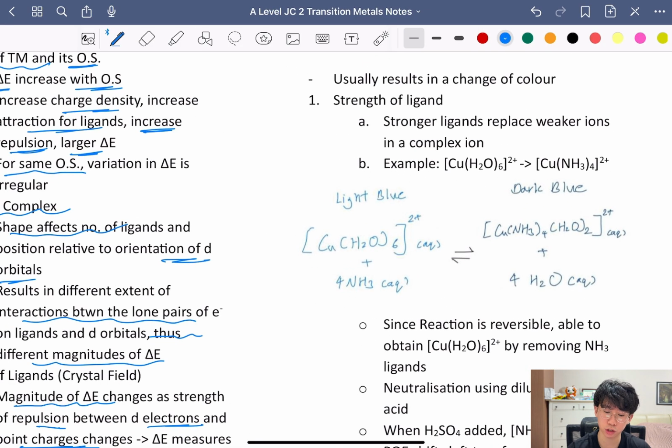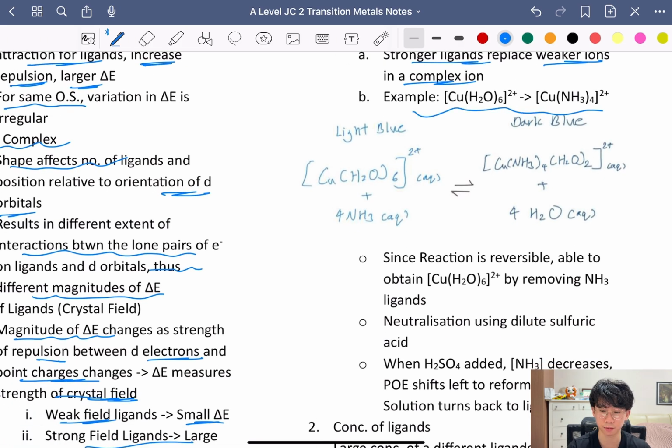Ligand exchange reactions usually result in a change of color. Now this is determined and propelled by the strength of a ligand. The stronger ligands usually win over weaker ligands in the complex ion. An example of that reaction is right over here. And you'll realize that the solution will turn from light blue to dark blue in this case when you switch up the ligands.